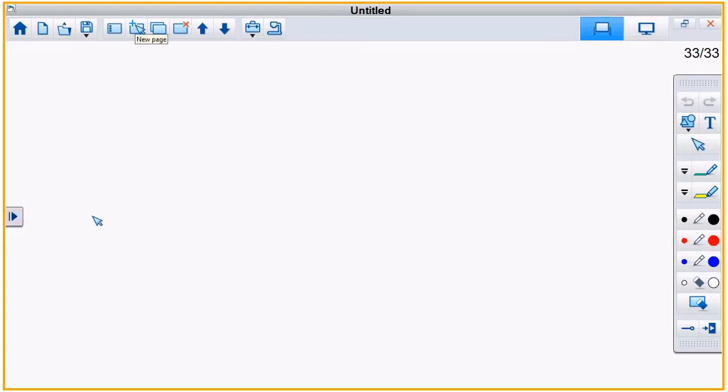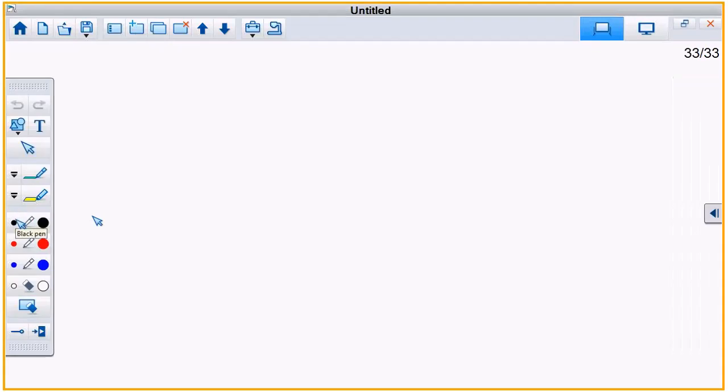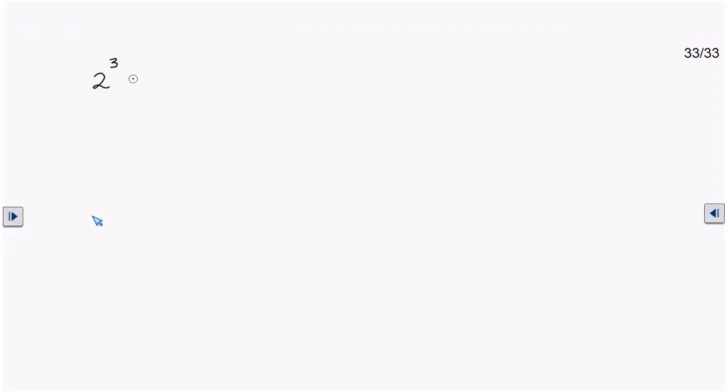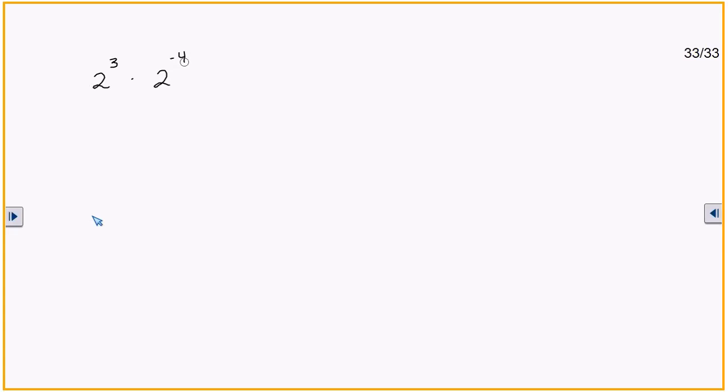So let's go with, excuse me, I'm used to doing algebra. 2 to the third times 2 to the negative fourth. Well, don't let the negative 4 mess you up. Again, we are not doing algebra here. We're just doing basic math. So even if I give you a negative exponent, you're still supposed to add and subtract with it.